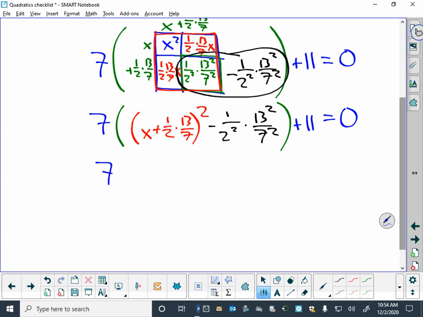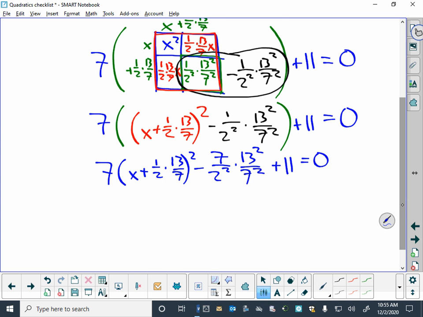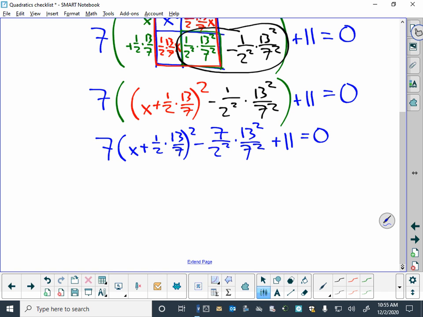So this is going to leave me with a 7 times x plus 1/2 times 13 over 7 squared minus 7 over 2 squared times 13 squared over 7 squared. So I multiplied the 7 times the 1 that was above the 2 squared. And then I still have the plus 11. And that's equal to 0 right there. And those last two are just constants, so I'm going to work on combining those together.